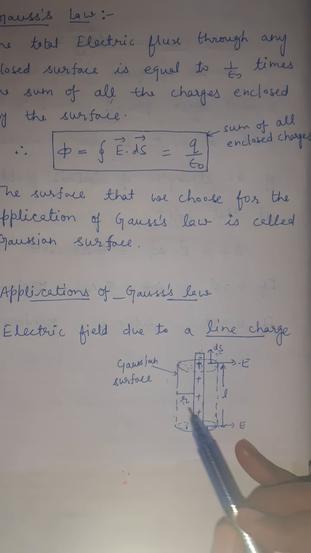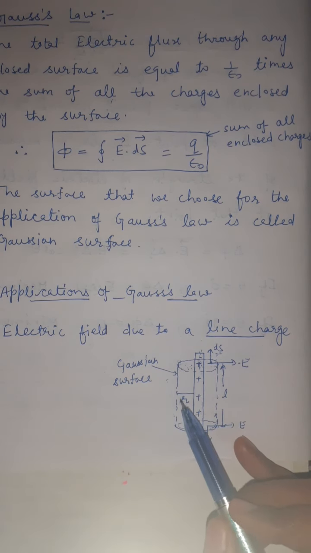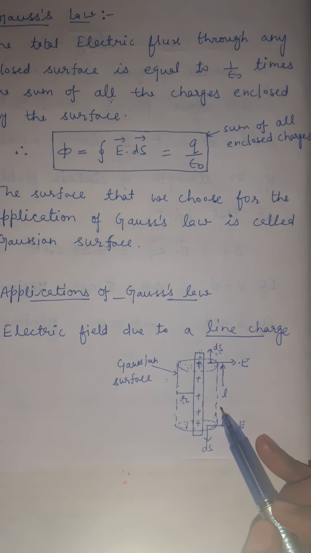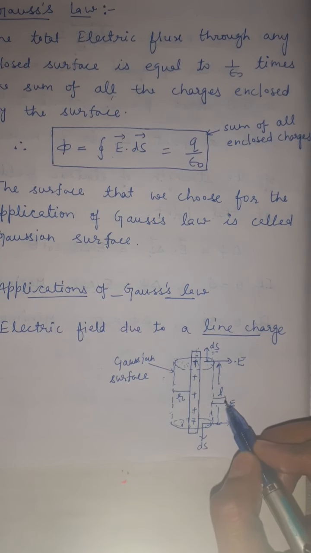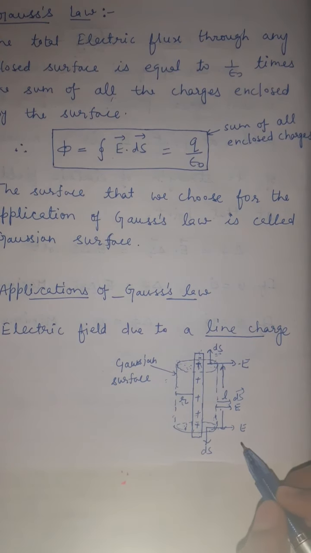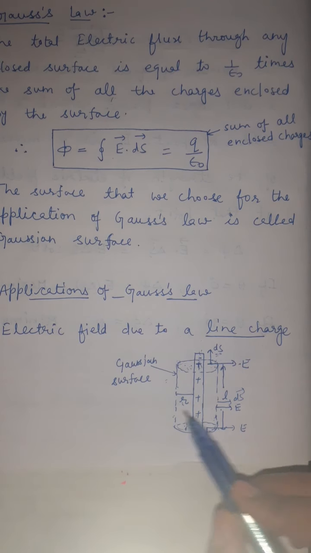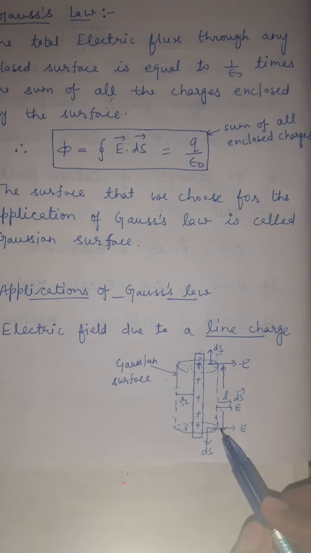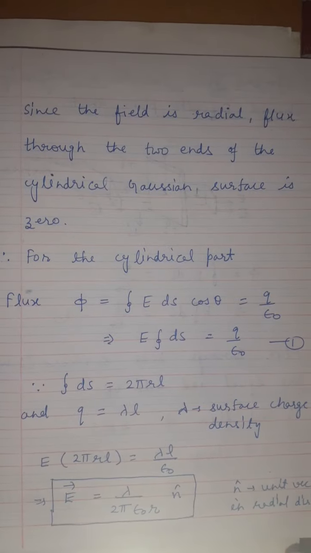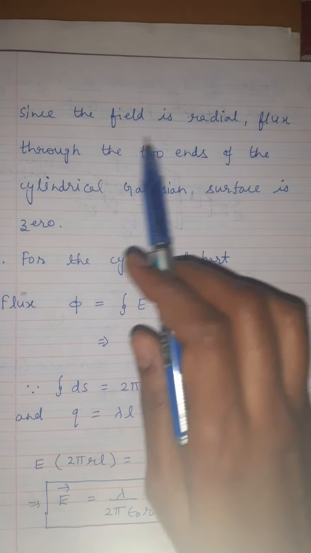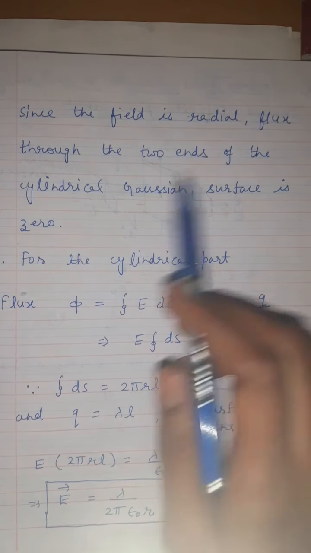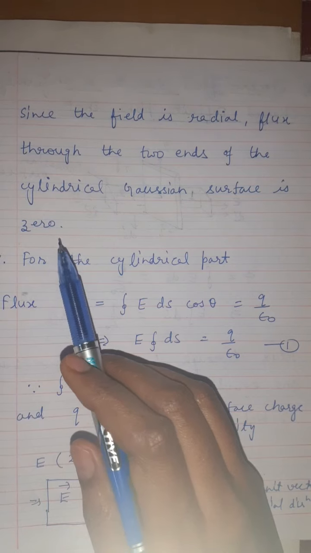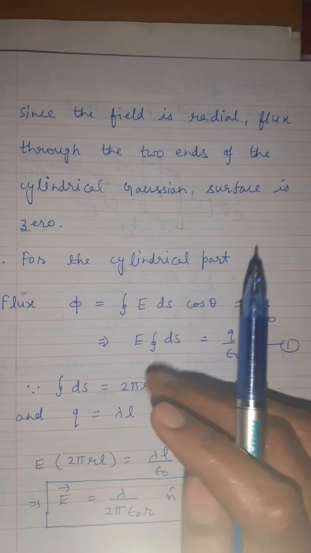So for these two surfaces, the electric flux will be 0, because for a 90 degree angle the electric flux is 0. The only flux we get from this Gaussian surface is due to the cylindrical part, because for this surface the electric field is in this direction and the surface area will also be in the same direction, and the area of this cylindrical part is 2 pi r L. Since the field is radial, because the electric field is in the direction of the radius, the flux through the two ends of the cylindrical Gaussian surface is 0.